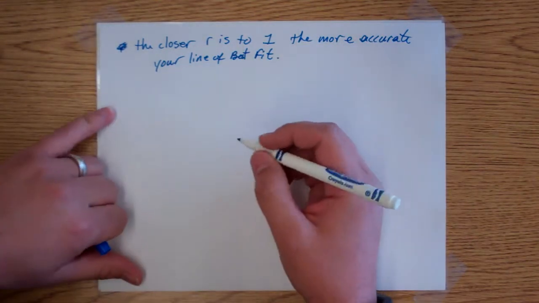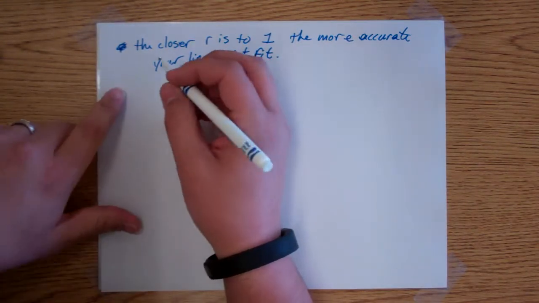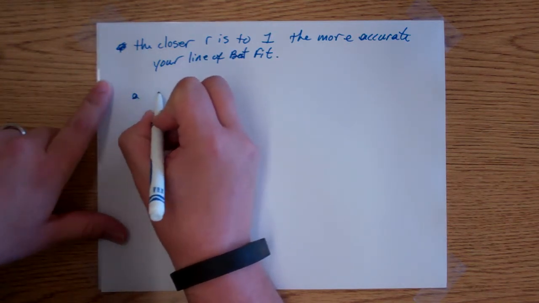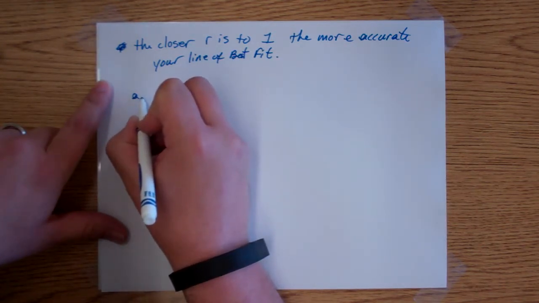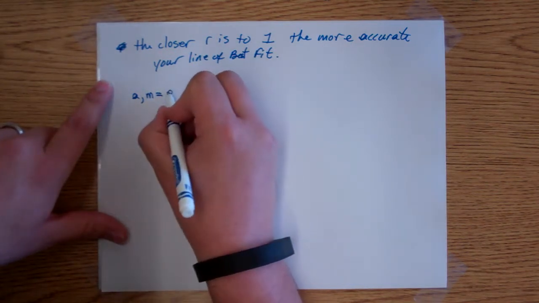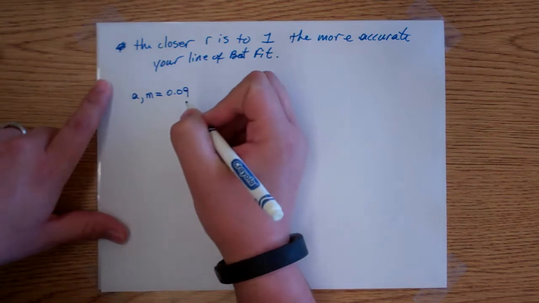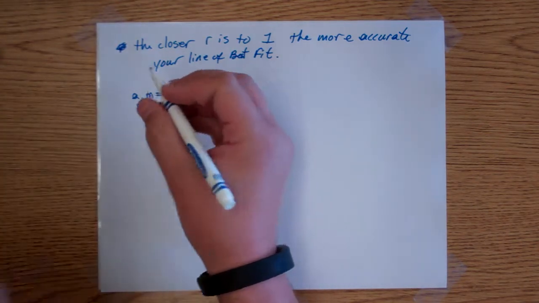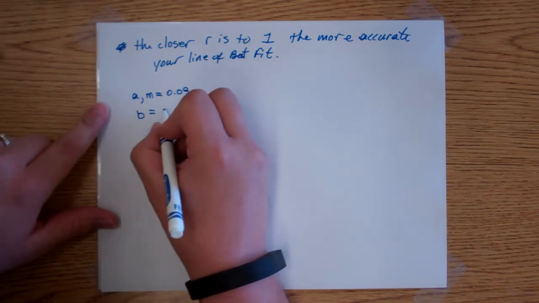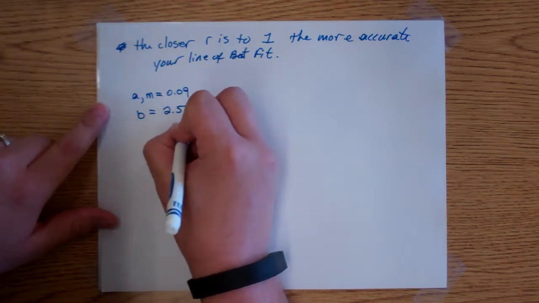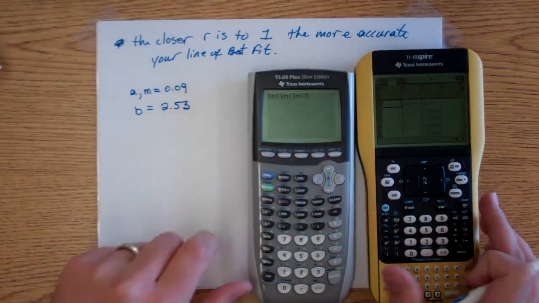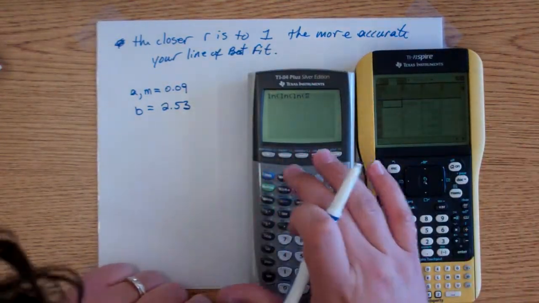Okay, and if you notice, if you have the 83 or 84, it's going to say A. If you have the Inspire, it's going to say M. That's your slope. It's 0.09, because you can round it to 2 decimal places. And then your B, which is your y-intercept, is 2.53. All right? And I got those numbers straight from here.